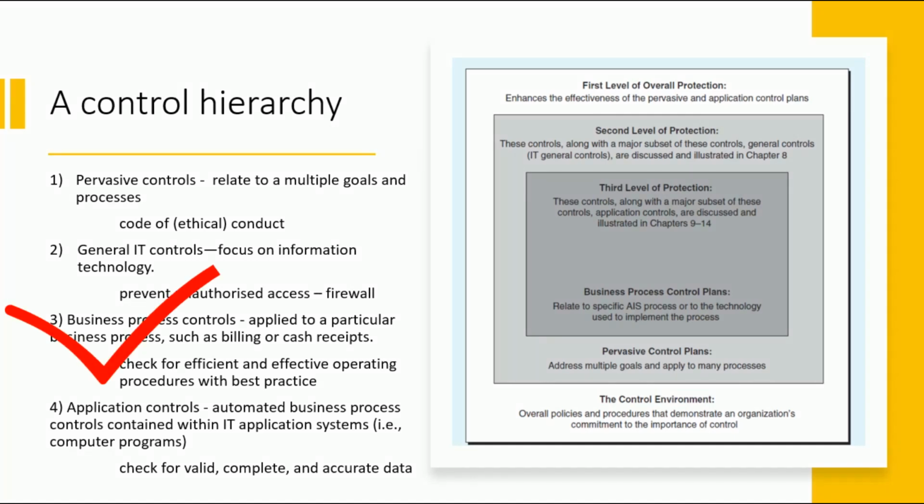Third is business process controls applied to a specific business process, such as billing or cash receipts. For example, check for efficient and effective operating procedures along with best practice. Fourth is application controls, to automate business process controls contained within an IT, information technology, application system. For example, check for valid, complete, and accurate data.